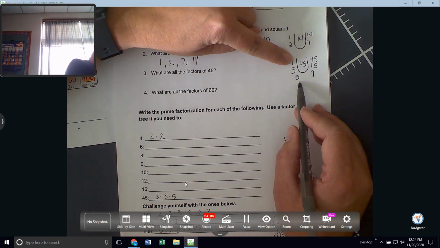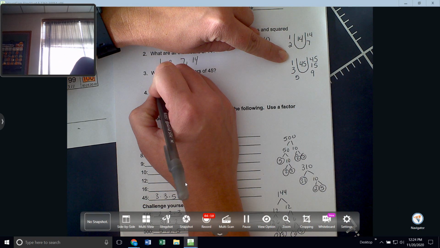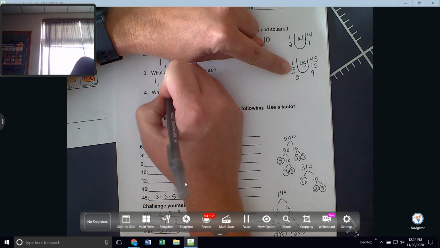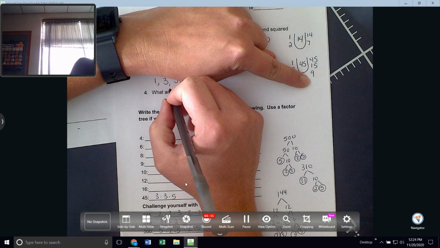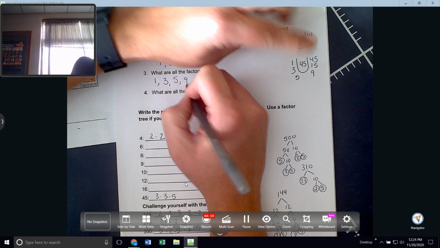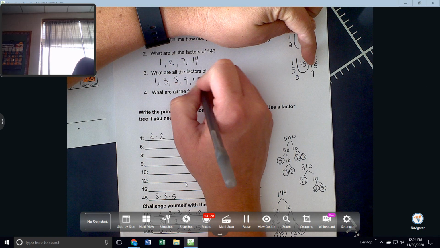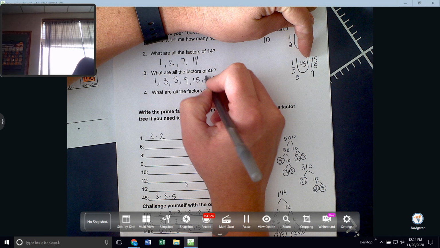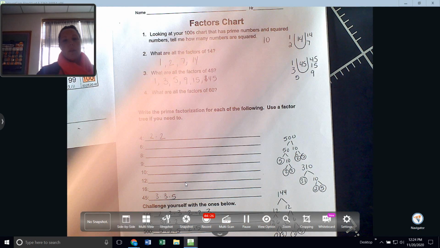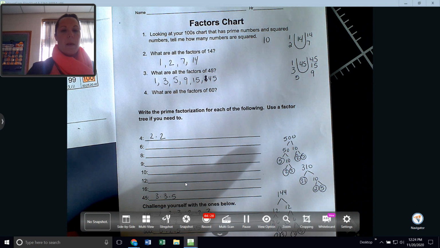I start at the top of my U and I write 1, 3, 5. I keep going around the bend. And so I write 9, then 15, then 45. Whoops. Sorry. That shouldn't be there. Okay.